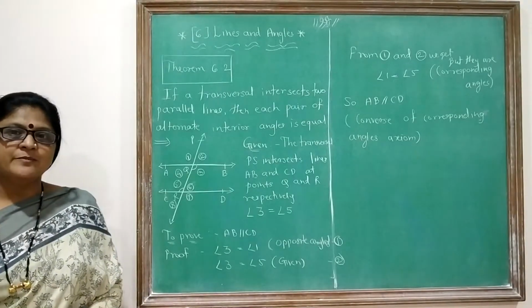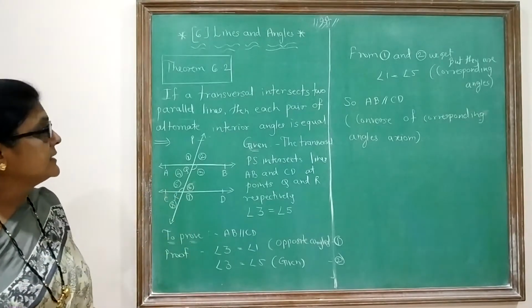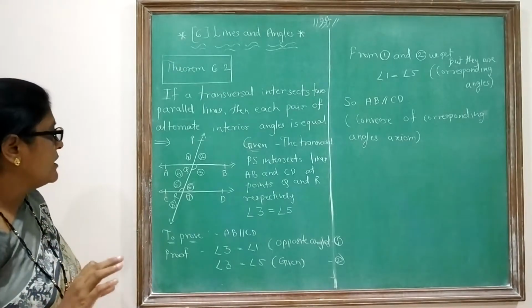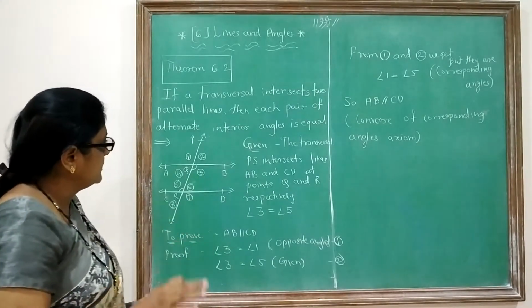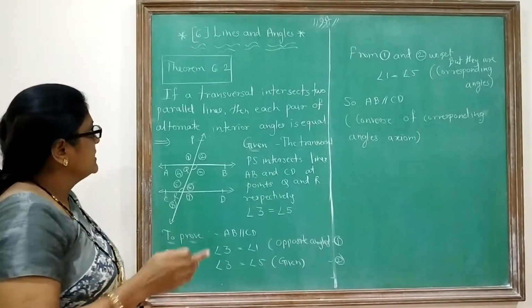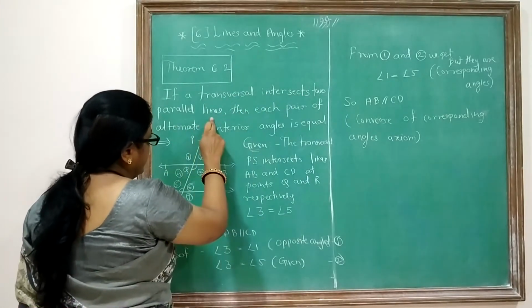Hello students, in the previous lecture we have seen some examples on lines and angles, and in this lecture we are going to see Theorem 6.2. We know what are called alternate angles, corresponding angles as well as exterior angles. Then the theorem heading is: if a transversal intersects two parallel lines.